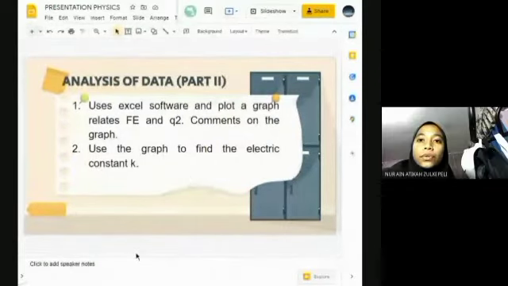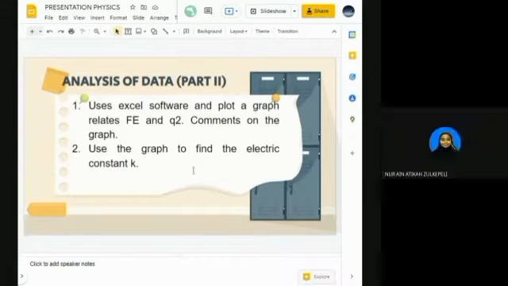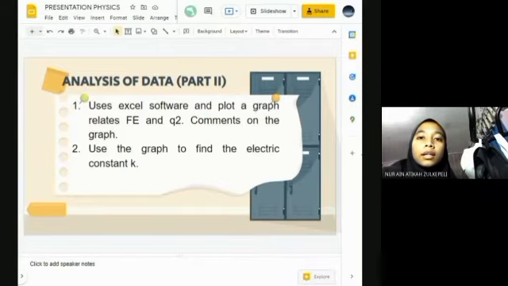Again, I pass to the next presenter. Thank you, Ayu. So the next slides are analysis of data part 2. The first one is to use Excel software and plot a graph relating Fe and Q2, and then comment on the graph. And the last one is to use the graph to find the electric constant K. Next.